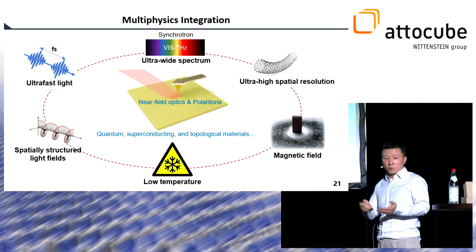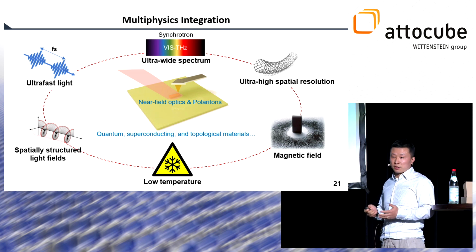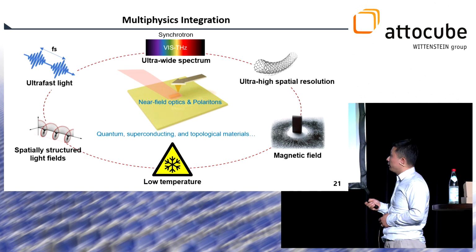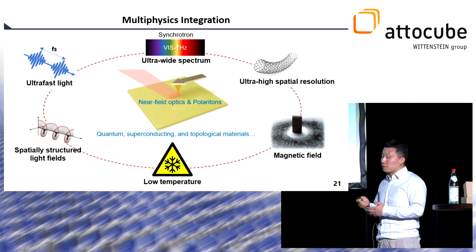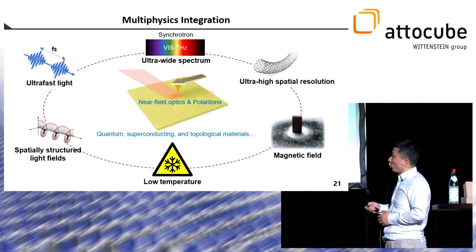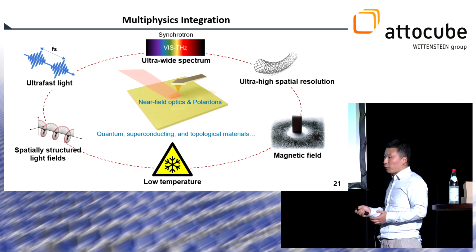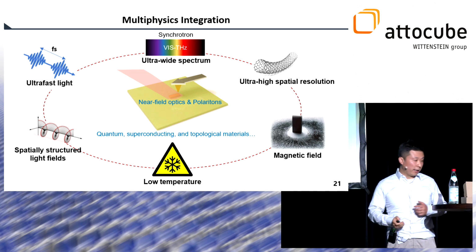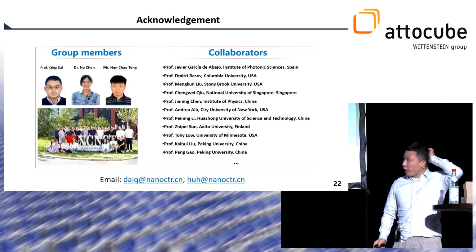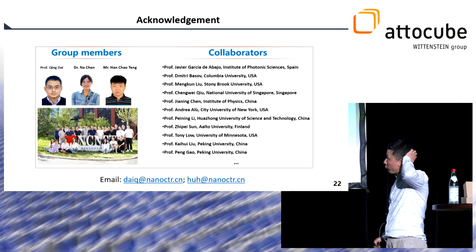I think Attocube and lots of scientists right here are trying to do this, right? And you can use this kind of multi-physical integration to strongly enhance the instrument for near-field optics and the polaritons, and then give us more avenues to explore the quantum, superconducting and topological insulator materials and find some new physics, right?